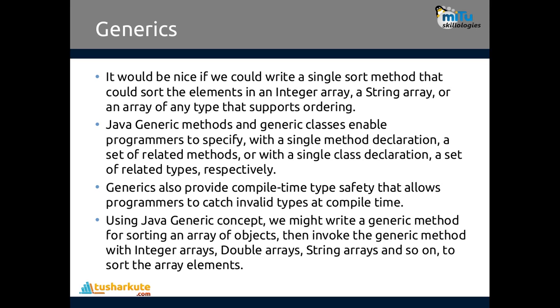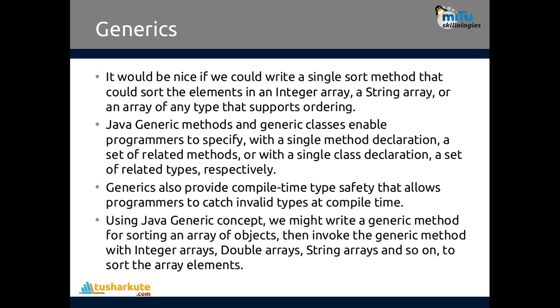It would be nice if you could write a single sort method that could sort elements in an integer array, a string array, or an array of any type that supports ordering. So we'll just revise the concept of overloading. In order to perform operations on different types of data, we write different methods. One method will perform operations on integers, a second method on strings, a third will work on float. To avoid this, using a generic method we can perform the operations with the help of this concept in Java.